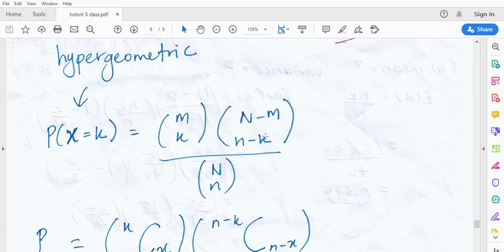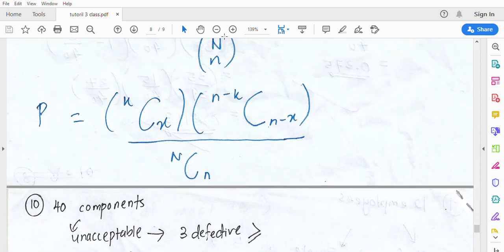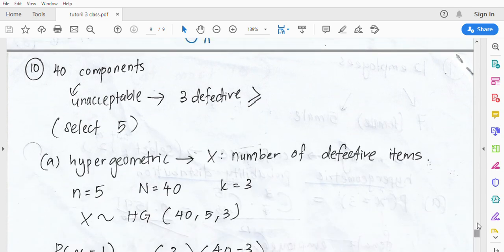Okay, so this is the real formula for the hypergeometric probability distribution, where it uses C(k, x) times C(N minus k, n minus x) divided by C(N, n). There is a difference between big N and small n, and you also know from the slide the definition of each symbol. Question number 10 really covers that formula.